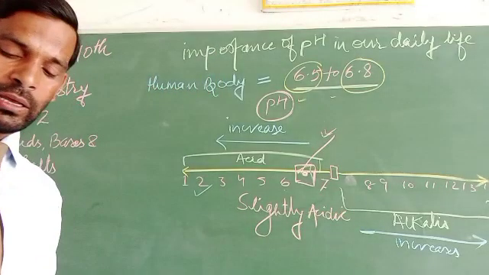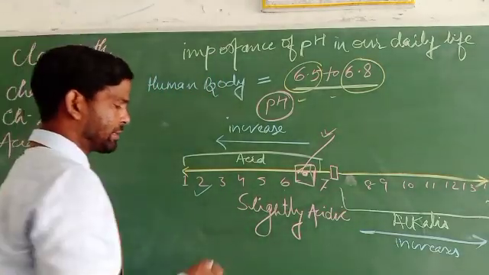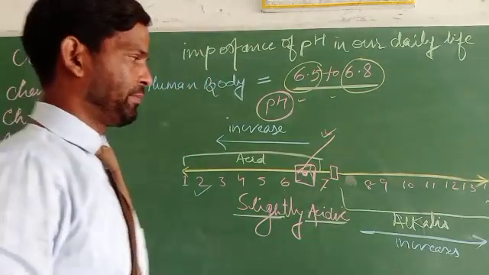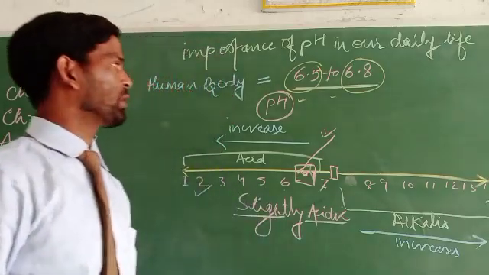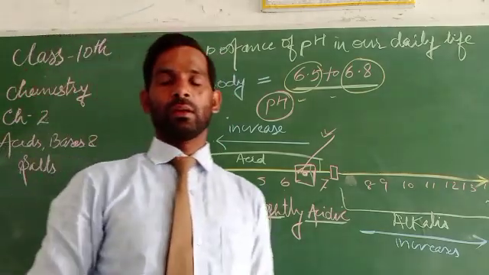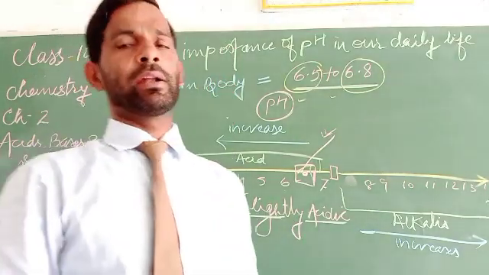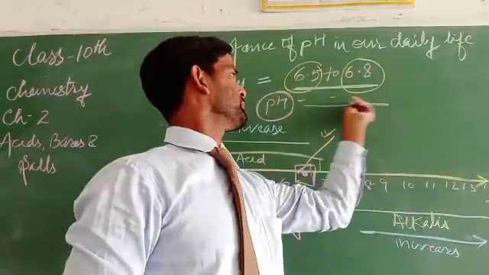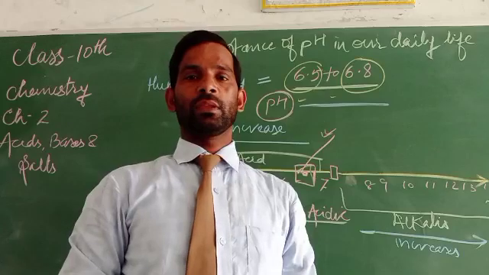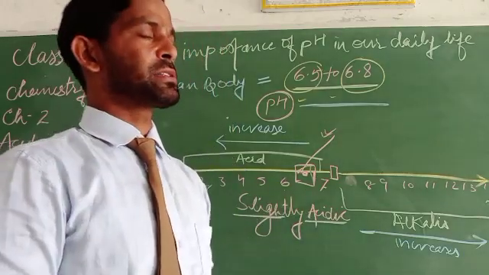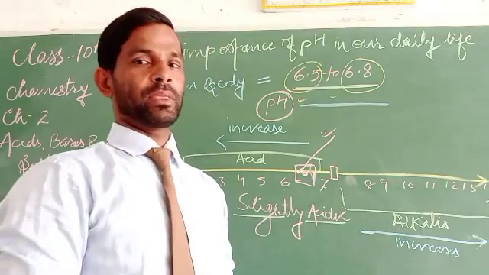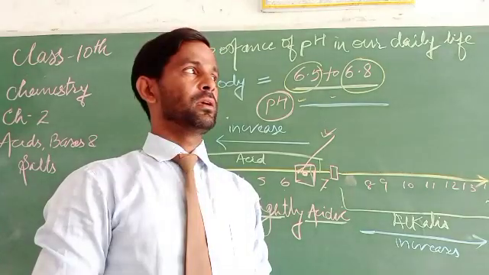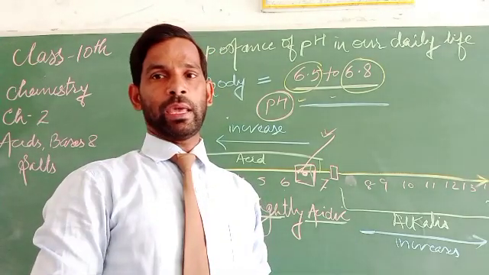So if it is slightly acidic in nature, that means it is showing acidic behavior or acidic characters. Now we can go to the next example, the blood. Our blood can show the acidic character. Whenever there are cuts or scratches, bleeding takes place, and by the bleeding there will be a loss of blood.